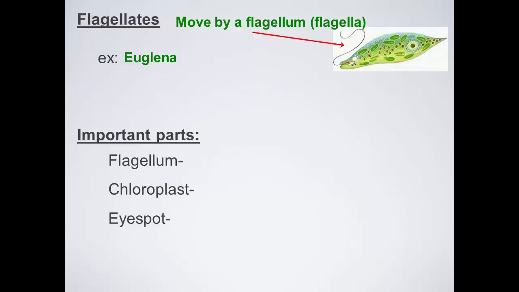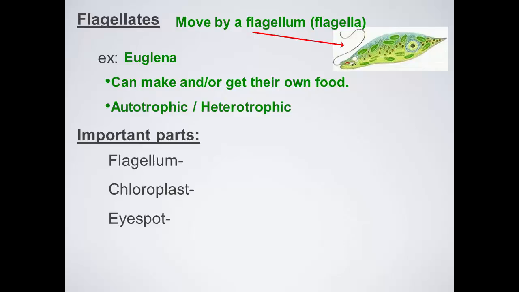And euglena are interesting. What do you notice about its color? It's green. What should that tell you about it? It's not a plant cell, it's a protist. It can go through photosynthesis. It does have chloroplasts, which means it can what? It makes its own food. If it's in an area where there's light, it makes its own food through photosynthesis. But on the other hand, if it's in an area where there is no light, if it's in the dark, it can go out and find food to eat. So it can actually be an autotroph or a heterotroph, depending on conditions.